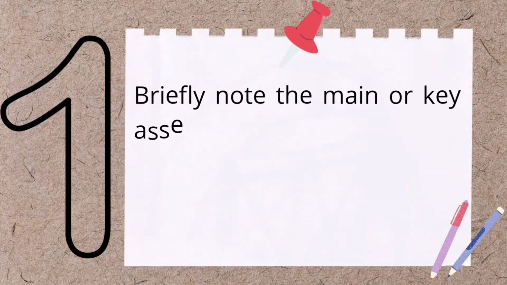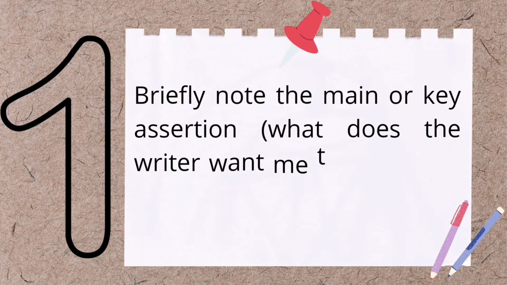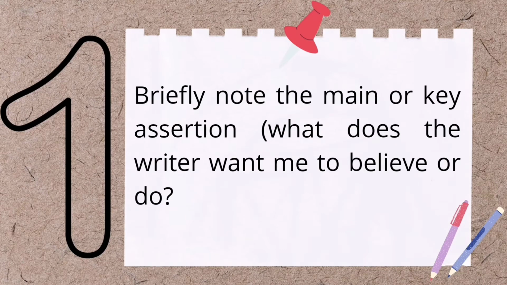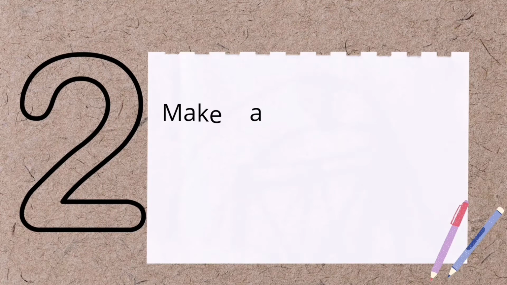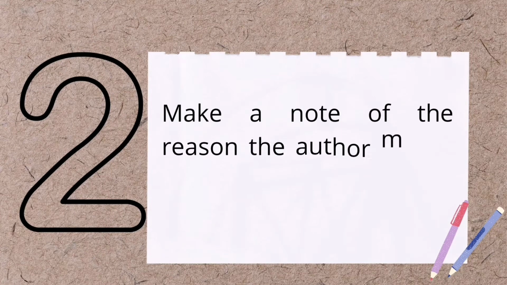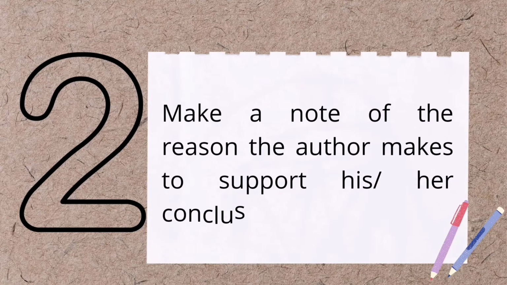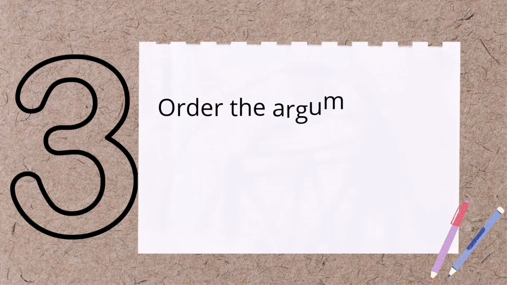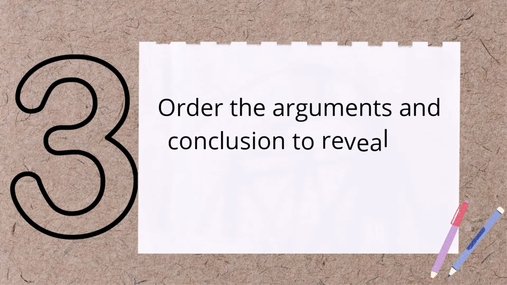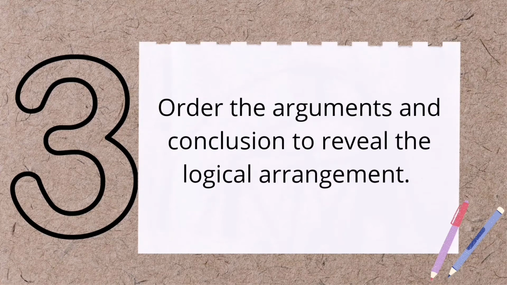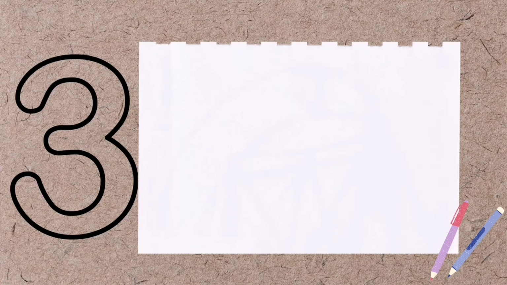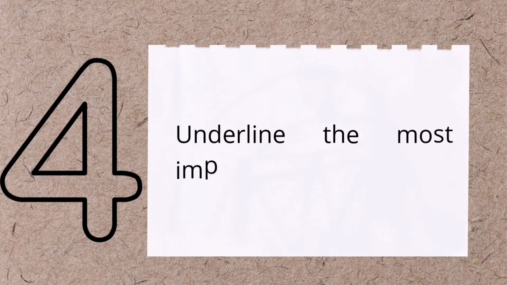First, briefly note the main or key assertion. What does the writer want me to believe or do? Second, make a note of the reasons the author makes to support his or her conclusion. Third, order the arguments and conclusion to reveal the logical arrangement. And fourth, underline the most important reason.